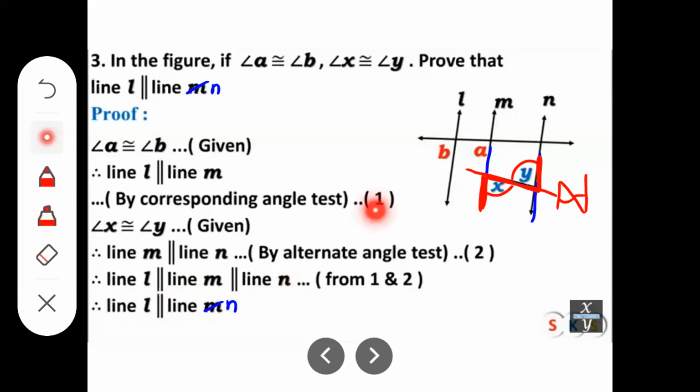By both the equations, we can say that the three lines are parallel to each other. And what we need to prove here is that line L is parallel to N. So let's write it. Only two were needed here. So at the end, line L is parallel to line N. Whatever we have to prove, write that one only. Understood?